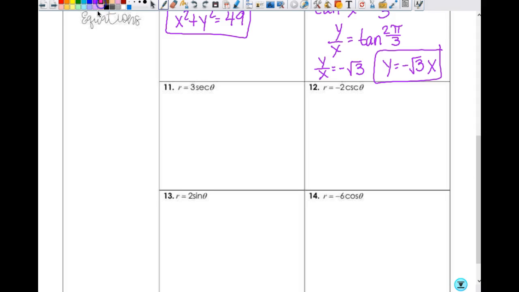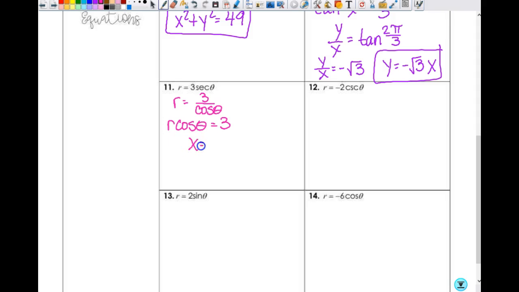I've got r equals 3 secant theta. So what do I substitute in for r? Do I want to substitute anything for r here, do you think? No. I want to make this like a cosine thing, right? Isn't this r equals 3 over what? Cosine theta? Yeah? So if I multiply both sides by cosine theta, I get r cosine theta equals 3. What do I substitute in for r cosine theta?